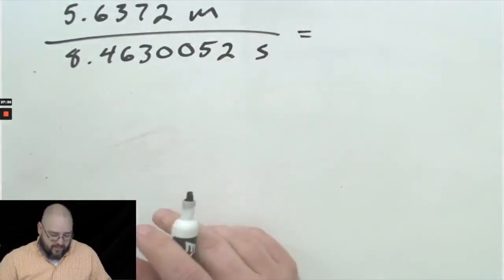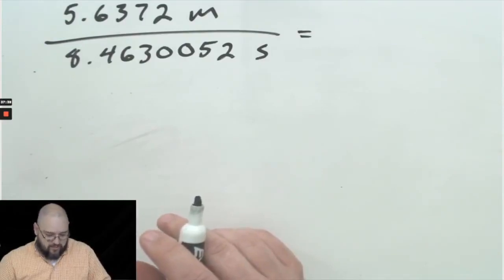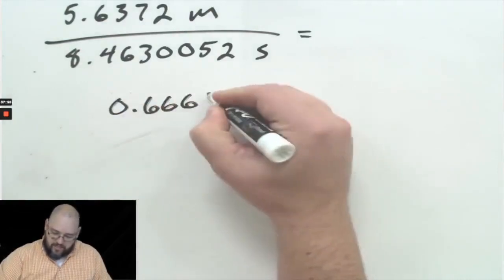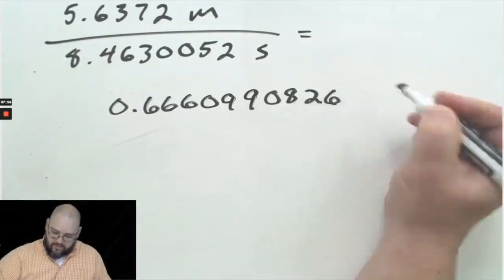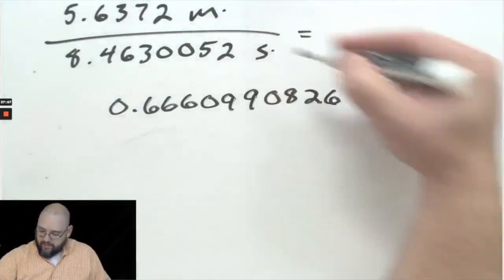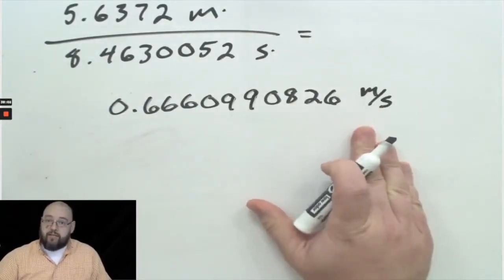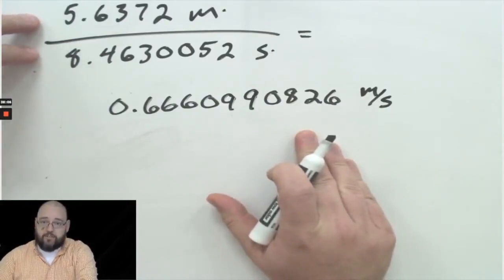And so I'm going to put this in my calculator, 5.6372 divided by 8.463052, and I get an answer of 0.6660990826, and meters divided by seconds would be meters per second. So this is my mathematical answer from what the calculator gave me from dividing these two numbers.